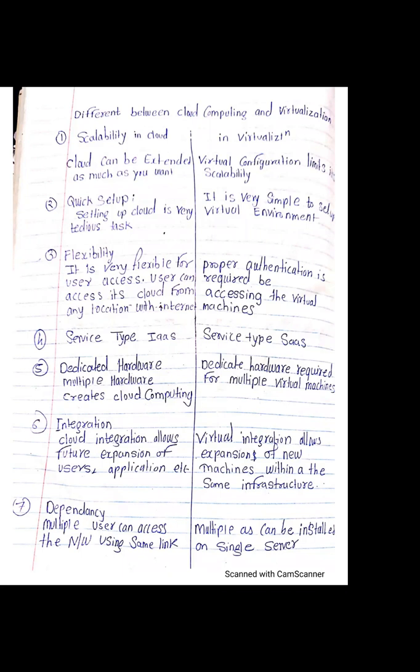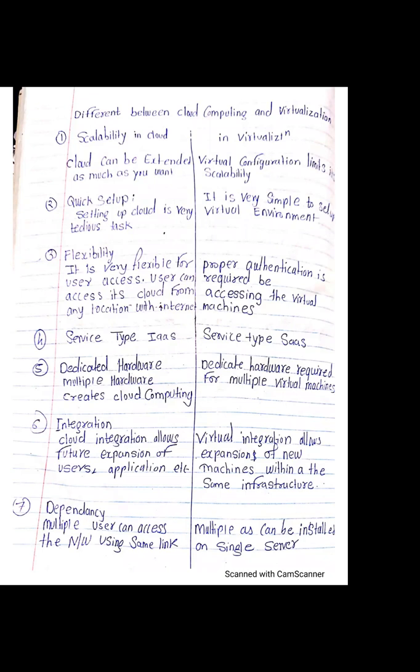Okay, then dependency. In cloud computing, multiple users can access the network using the same link. So there is a dependency, because multiple users can access the network using only the same link. Whereas in virtualization, multiple OS can be installed on a single server.